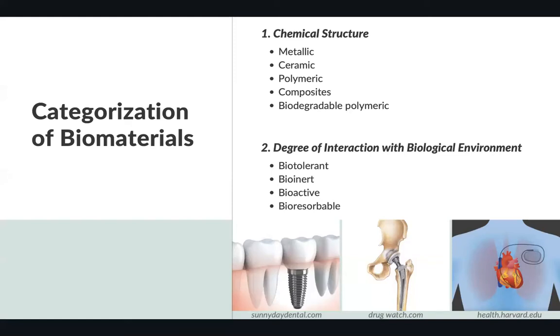Then we have bioresorbable materials, which are materials that the body ends up degrading or absorbing, and they're of interest in clinical applications where you can't operate on a patient to remove the implant. Some biomaterials in this class are tricalcium phosphate and poly-lactic acid. And then at the bottom, we just have a few photos of different biomaterials. We have a tooth, which has a metal base and typically a ceramic top. We have a hip implant, which can be ceramic, metallic, polymeric, composite, could be anything.